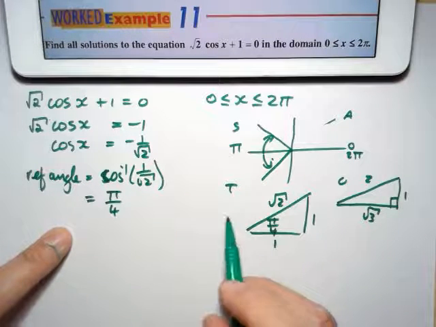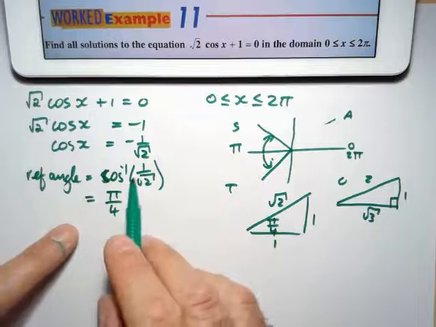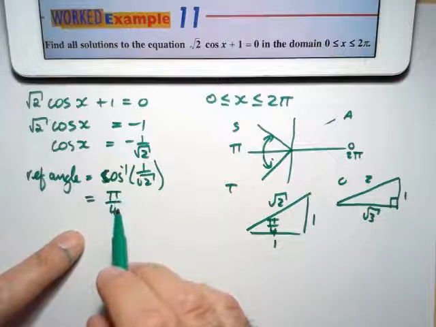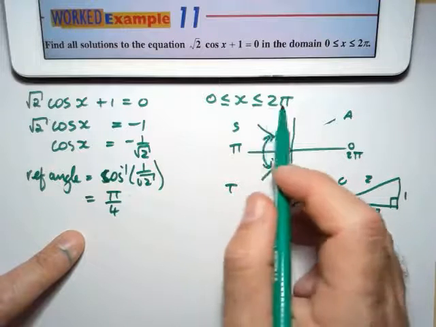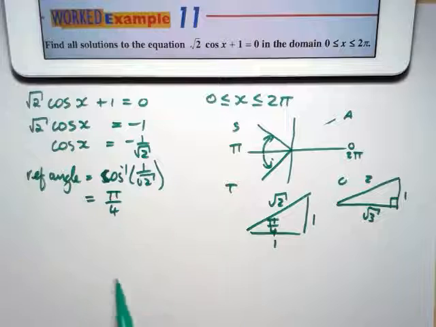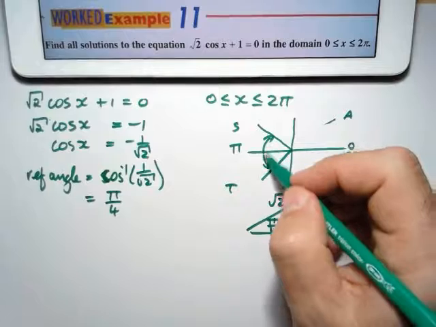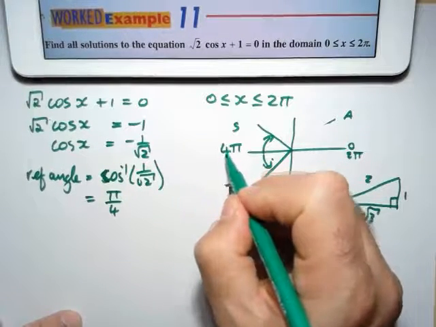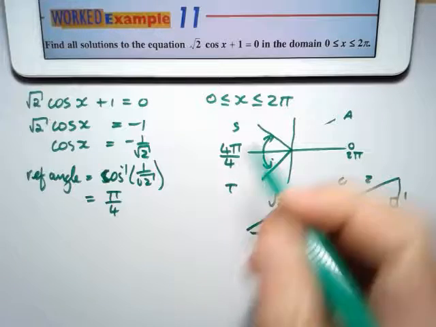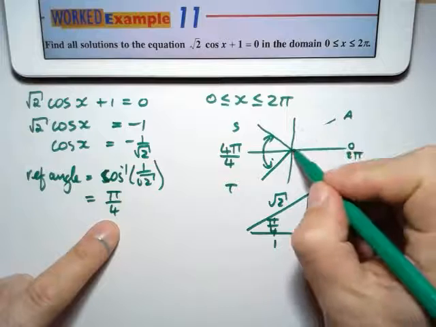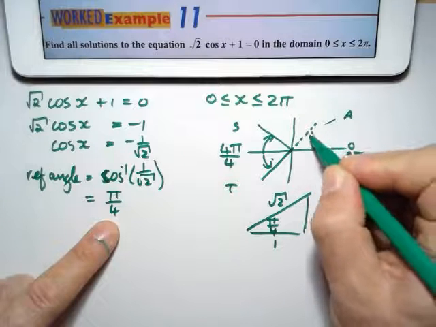Please, if you can't remember this, pop it into your calculator, arccos of 1 over square root 2, and it spits out pi over 4. Please also make sure that your calculator is in radians, otherwise it's going to give you 45, and then it's going to be a huge mistake in your final answer. Okay, so I know that this is pi over 4, this is pi over 4. To make things easier, I'm going to say this is 4 pi over 4. 4 pi over 4 is 1 pi, so I've got two possible answers.